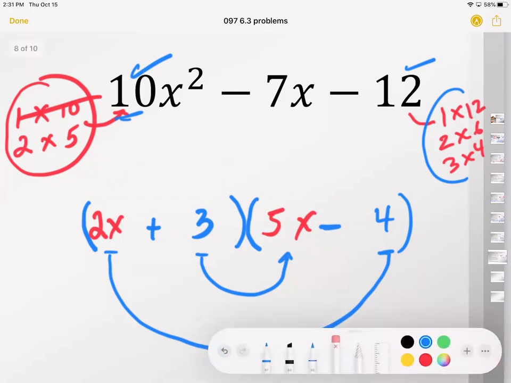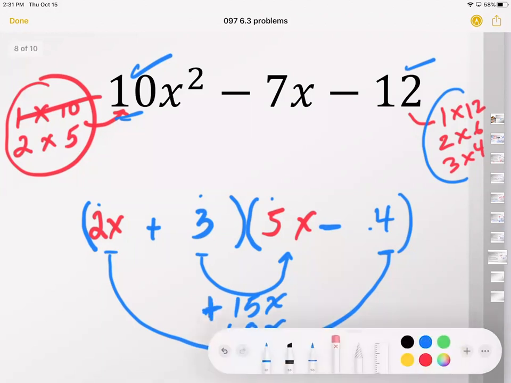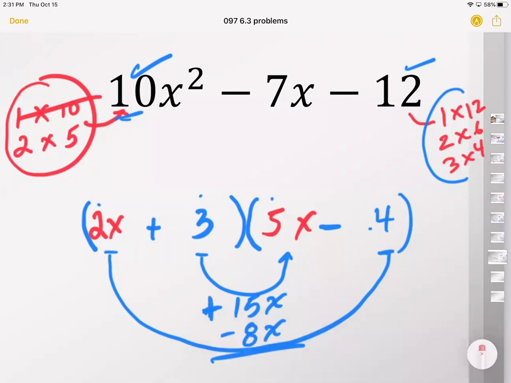So we don't need to FOIL the first times the first and the last times the last. All we need to do is the inside, which in this case is 3 times 5. 3 times 5 gives me 15, and 2 times 4 gives me 8. And again, 15 is positive, and 8 is negative. 15 minus 8, everybody see that, gives me 7. But I'm not looking for 7. I'm looking for a -7.